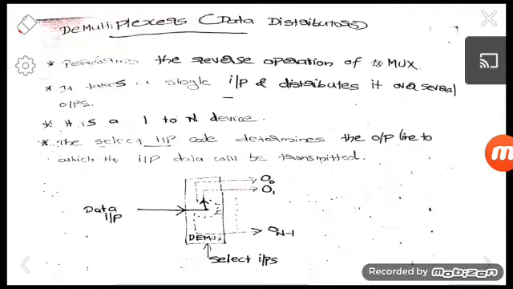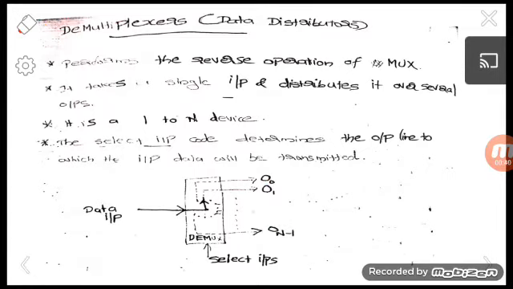We are going to discuss demultiplexers, or we can call them data distributors. These demultiplexers perform the reverse operation of the multiplexers we learned in the previous video. The demultiplexer takes a single input and distributes it over several outputs. So we can call it a 1:n device. There is only a single data input, and a number of available output lines.